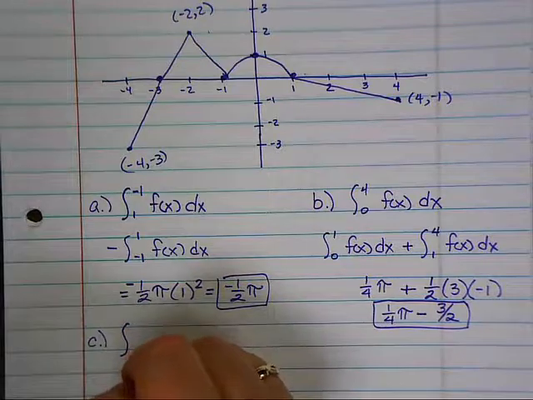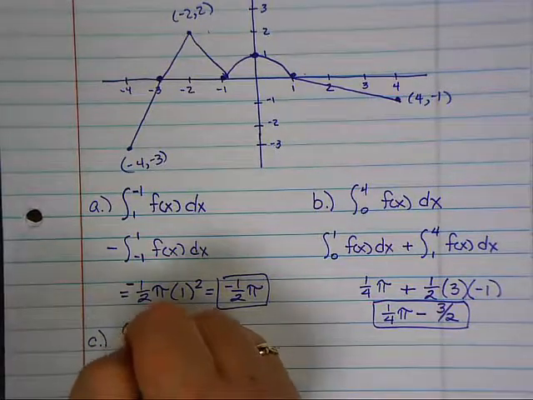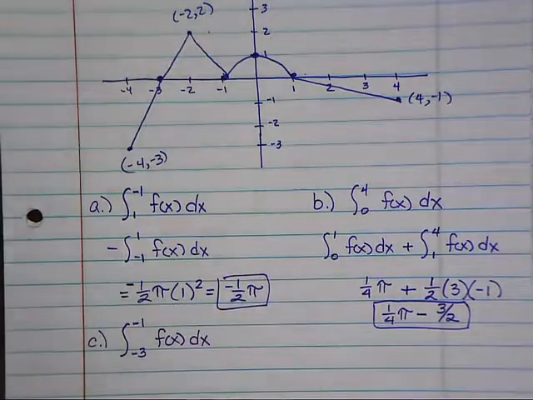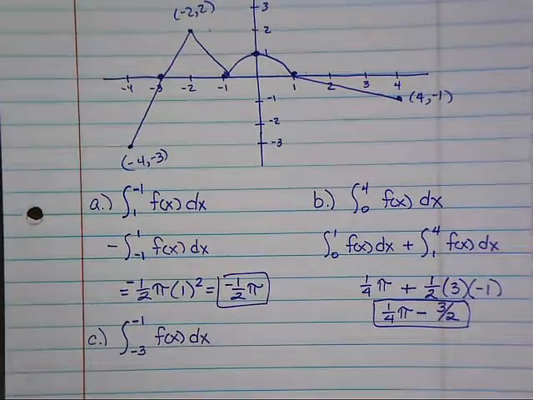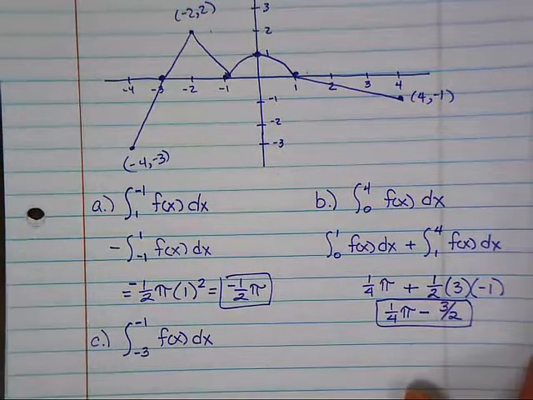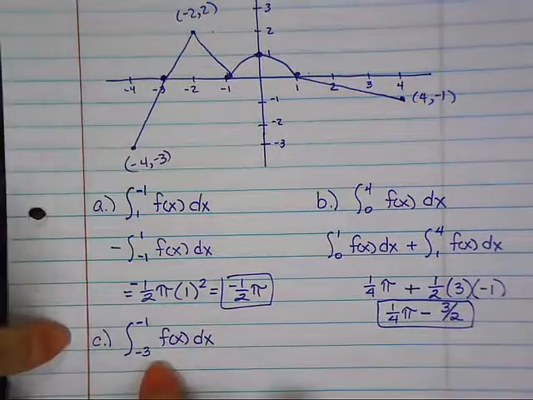Letter C. The area from -3 to -1 of f of x dx. Or the integral from -3 to -1 of f of x dx. Okay, while you write that down, I'm going to manipulate my paper so you can see both what I'm writing here and the graph at the same time. So hang on just a second.